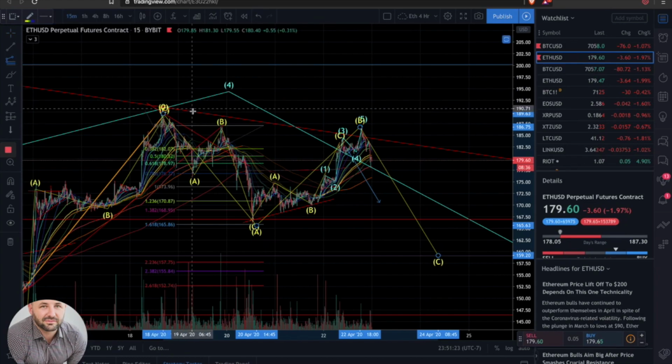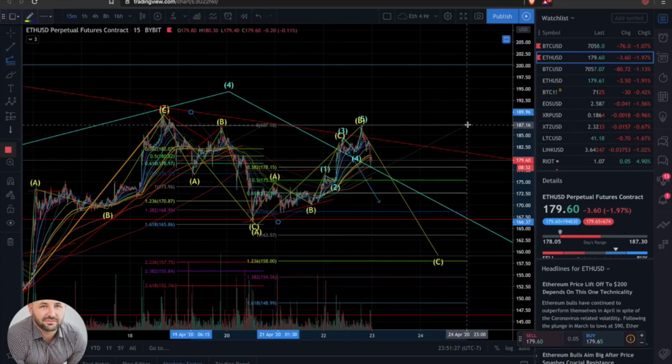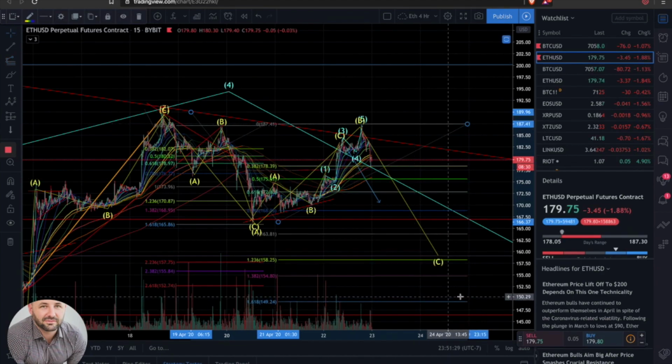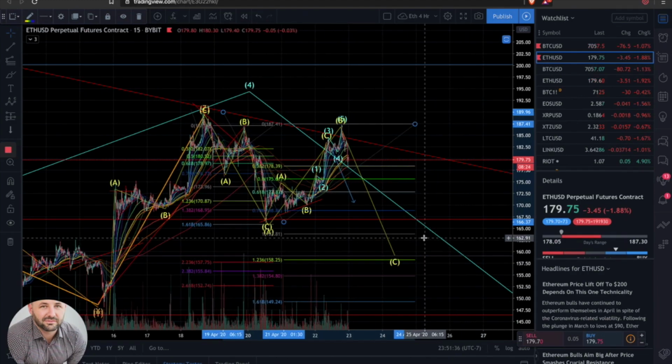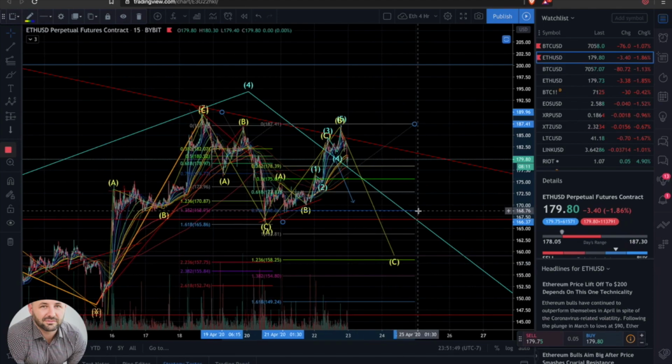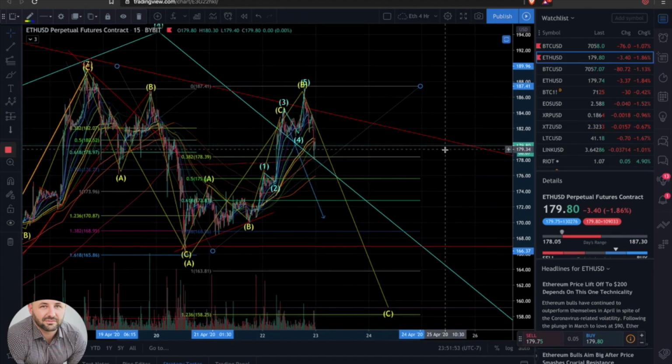But potentially, if this is the ABC that I'm looking for, where are the targets of the C wave? We can come all the way down to the 1.618, 149, and really anywhere in between. So we have the 0.618 for 172, and the 1.618 of 149. So really anywhere in between there is technically where a C wave can go, and we just want to pay attention to the wave structure of how it's forming on the wave down.